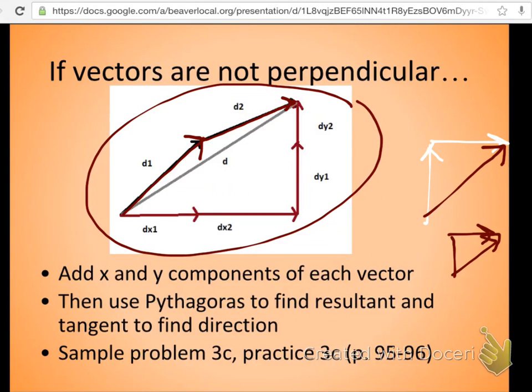Okay, so with non-perpendicular vectors, we're now going to have to add the x and y components of each, and it's really a bookkeeping thing. We're going to start off with a simpler version of a sample problem, and then we'll go to sample problem 3C in the book on page 95.